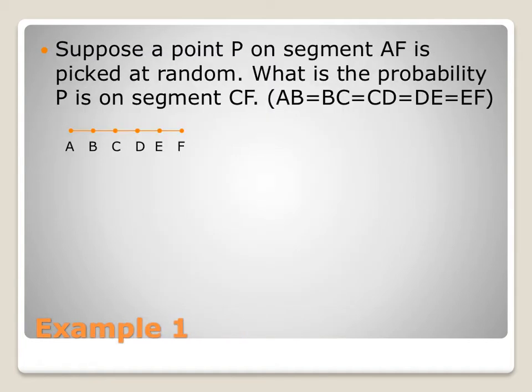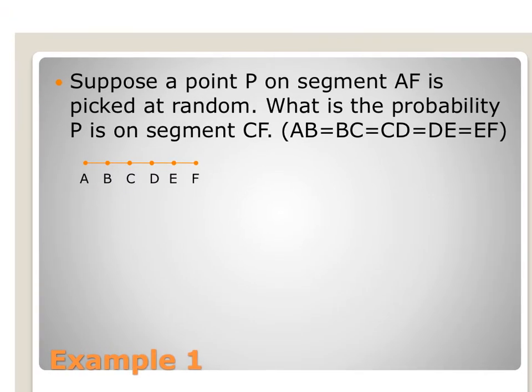All right, so here it says, suppose point P on segment AF is picked at random. What is the probability that point P is on segment CF? Now, notice for this one, they didn't give us any numbers along this line segment. However, they did tell us that in between each of the letters, it was the same size. So it told me from A to B is equal to B to C, which is equal to C to D, to DE to EF. So I know that these are all equal.